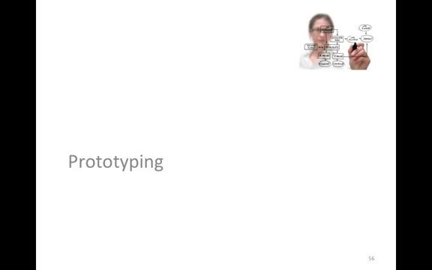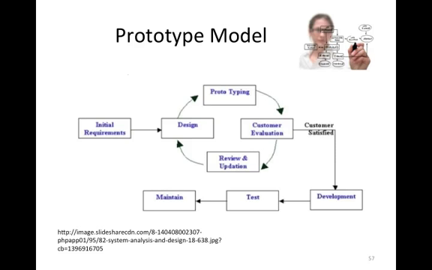We're going to spend just a few minutes talking about prototyping, which is another way to help develop the functional requirements. This is a process by which we get those initial requirements from the interviews and our data gathering process, and we just start building a little system. We design it. We make a prototype. We get customer evaluation. It gets reviewed and updated, and on and on and on.